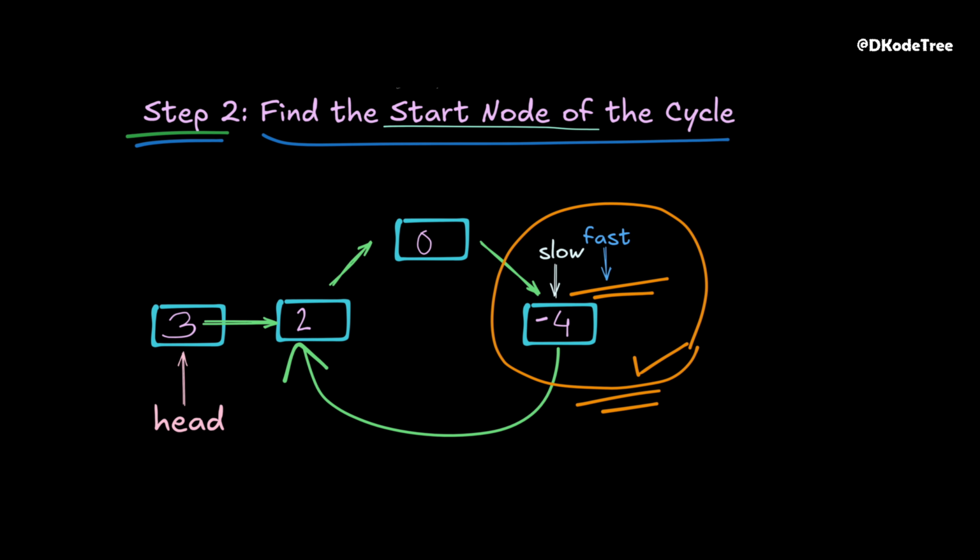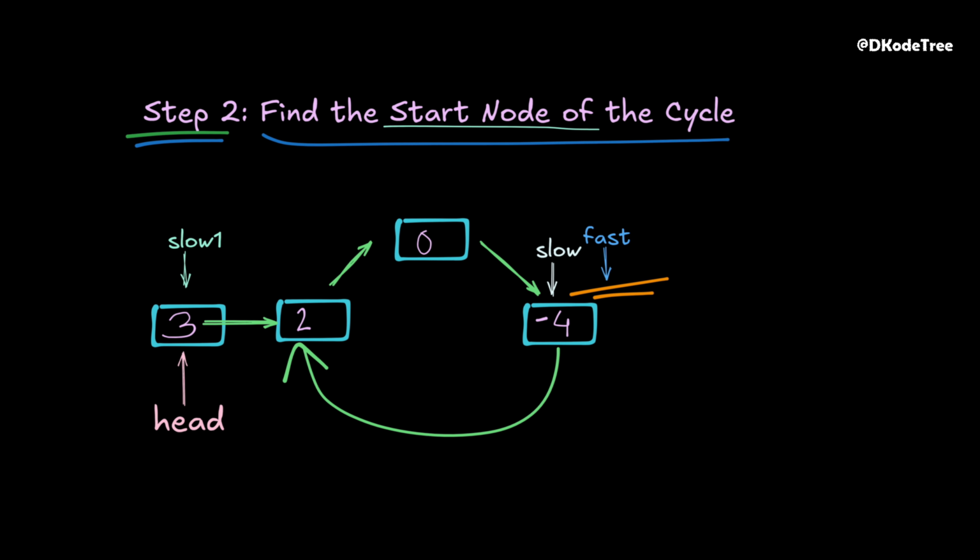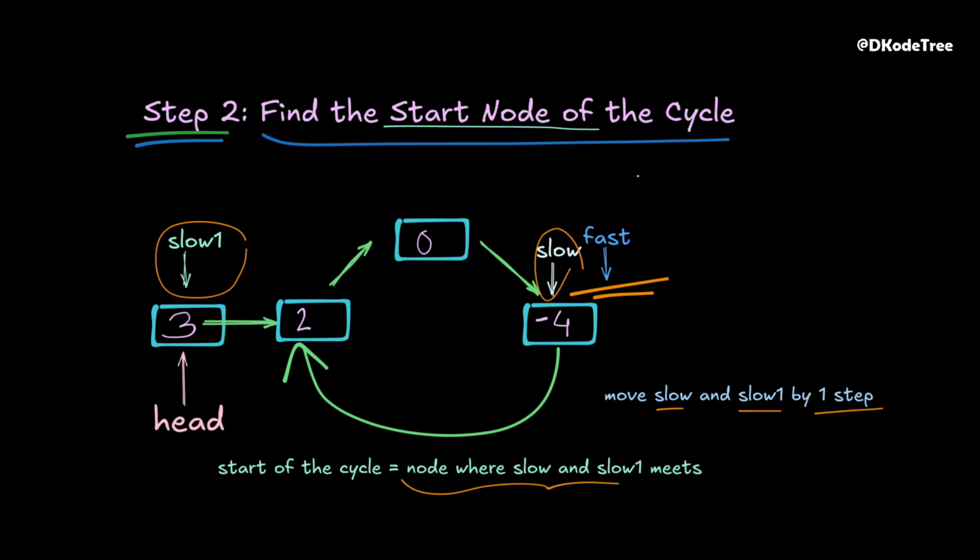To do this, we take another pointer, say slow 1, and we place it at the head of the linked list. And we keep our fast pointer untouched. Now we move both the pointers slow and slow 1 by 1 step at a time. And the node where the slow and slow 1 meets is the start of the cycle.